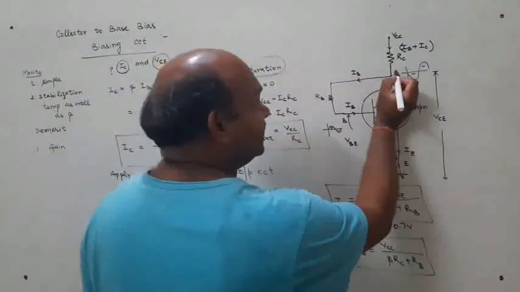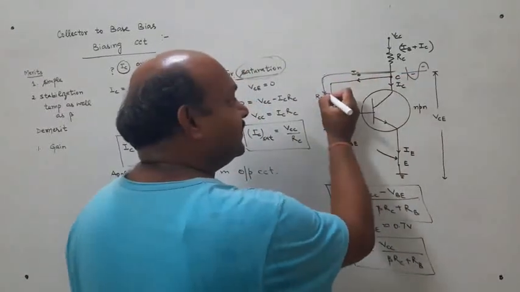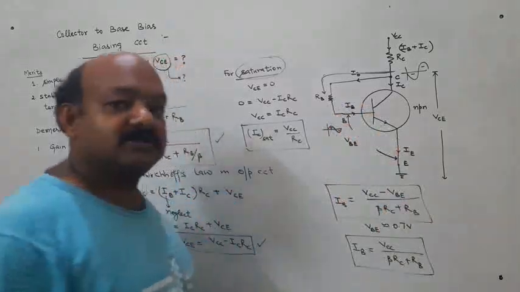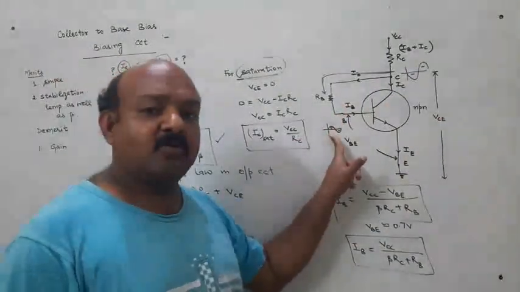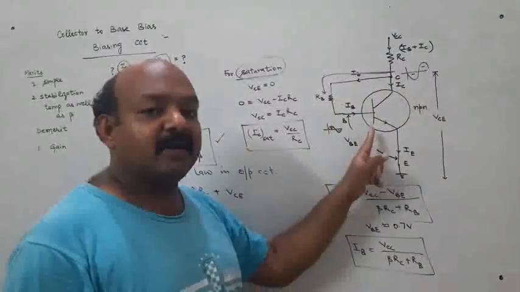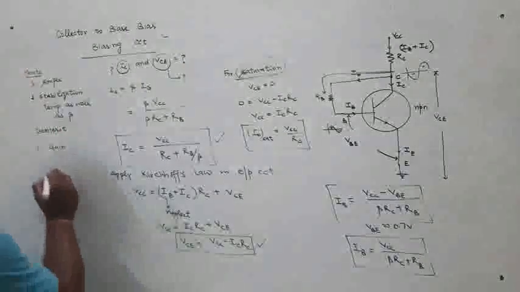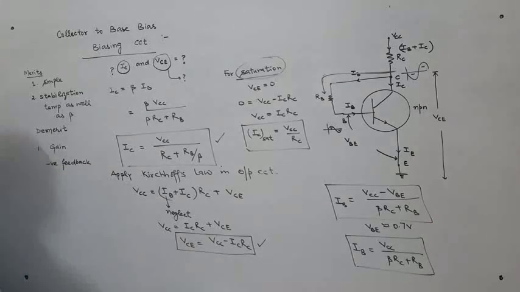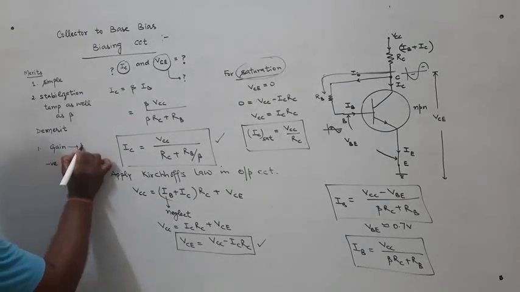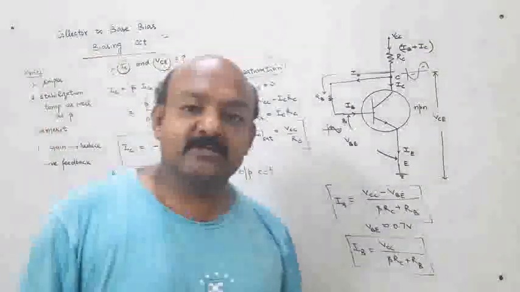And when we feed this through the collector to the base, as output and input are out of phase, negative feedback takes place. And due to the negative feedback from collector to base, gain will reduce. So this is the demerit of this circuit.